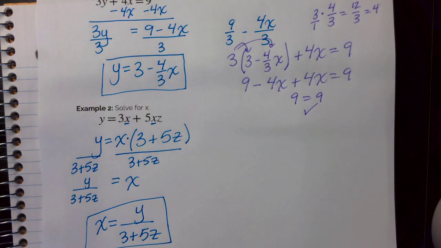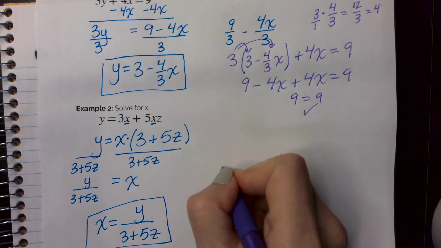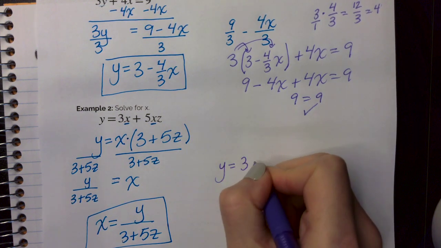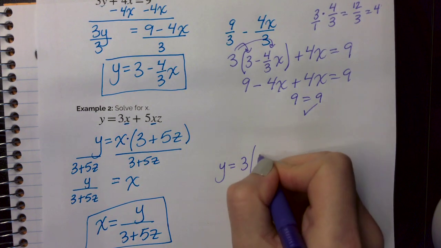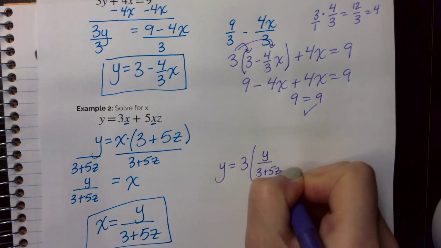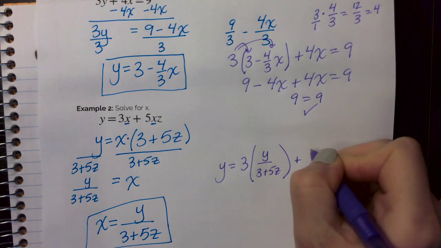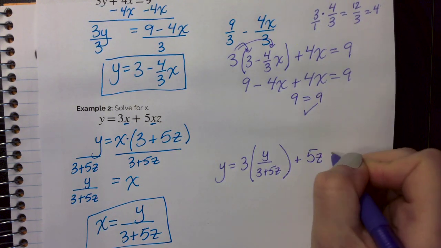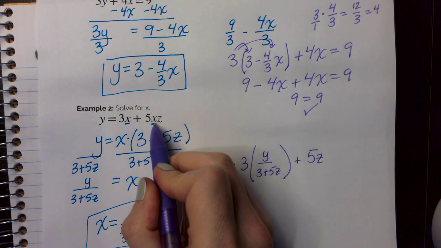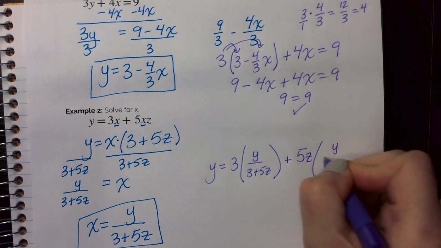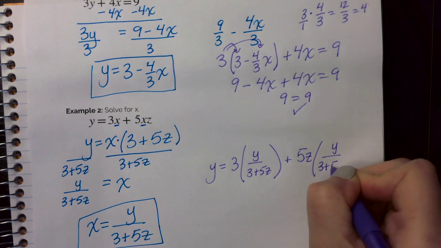And there we go. Let's get into checking this one. So we have y equals 3 times (y plus 3 plus 5z) plus 5. I'm going to pull this z in front, because I'm going to use the commutative property, that the order doesn't matter when I'm multiplying. Y plus 3 plus 5z.